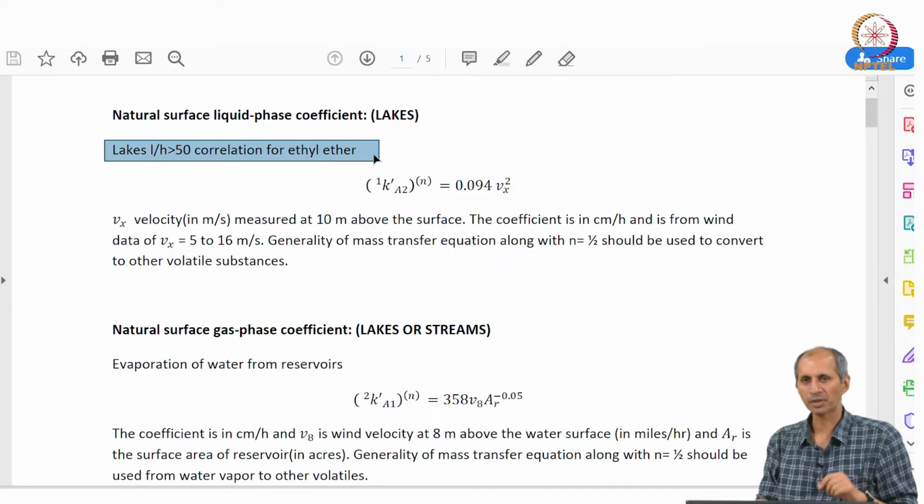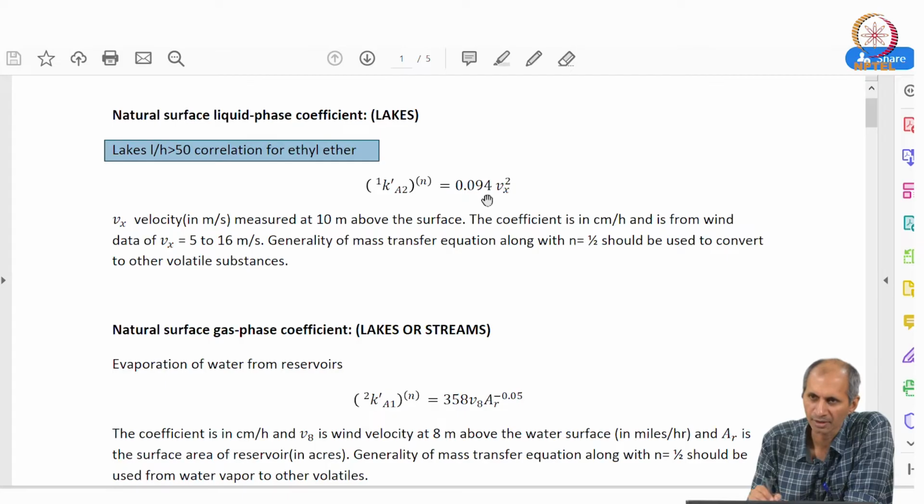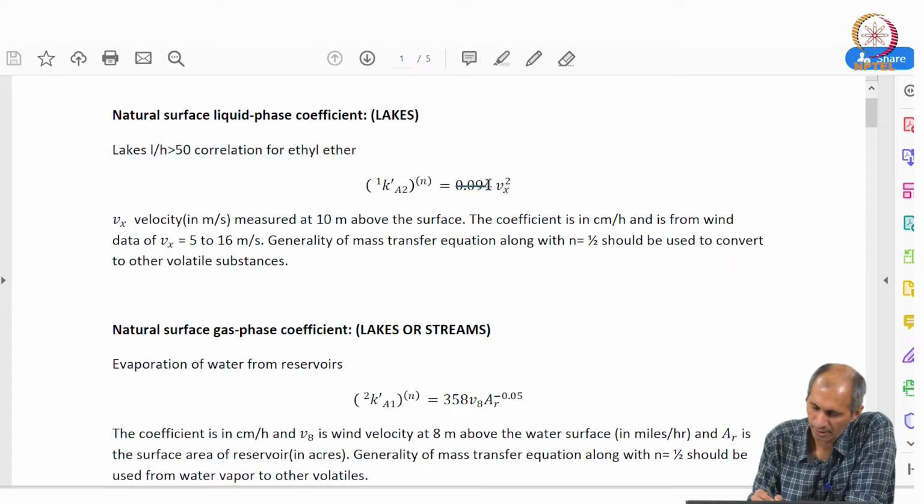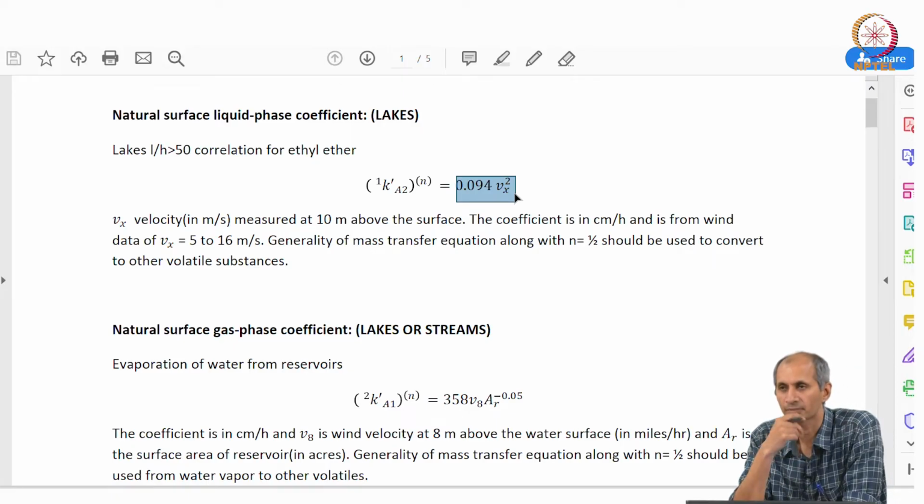How do you know that it is only applicable for ethyl ether here? It is because this is a correlation Ka21, a water side correlation for evaporation into air. So from the correlation itself you can see that it is Ka21. So it is a water side correlation for water in contact with air. So it is at the air water interface, but the water side coefficient. N is for natural, do not worry about that, it is not relevant for you. It is taken from one of the books, but it says the correlation is 0.094 Vx square.